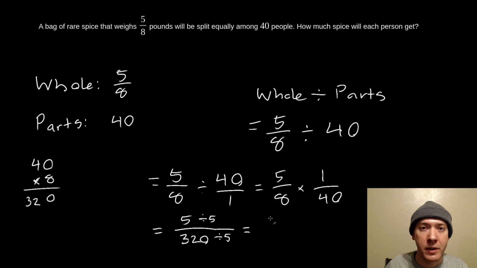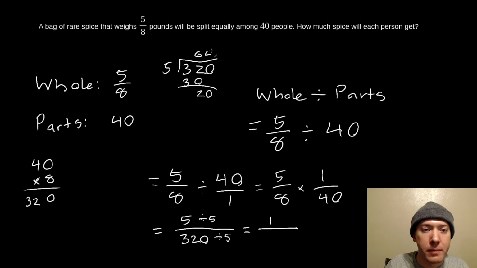5 divided by 5 is going to be 1. And what is 320 divided by 5? Let's do that long division right here, maybe. 320 divided by 5 is 64. So our answer is going to be 1/64.